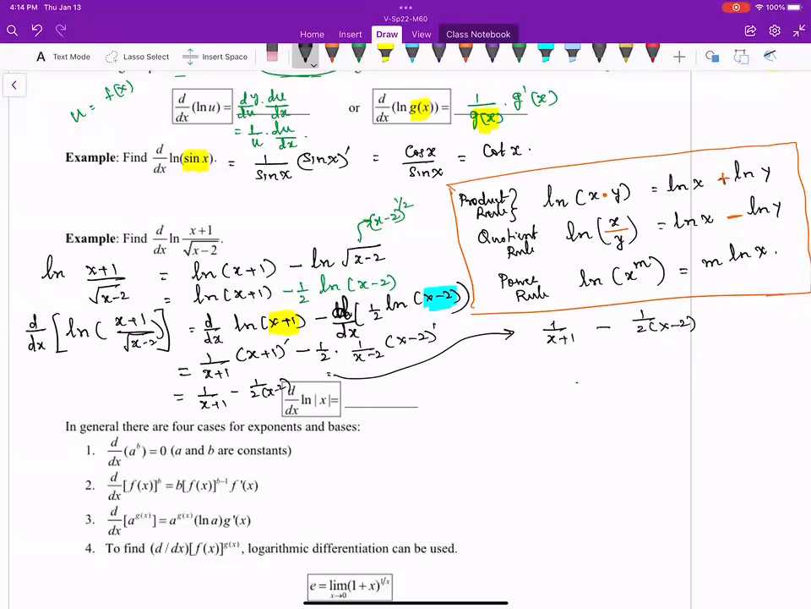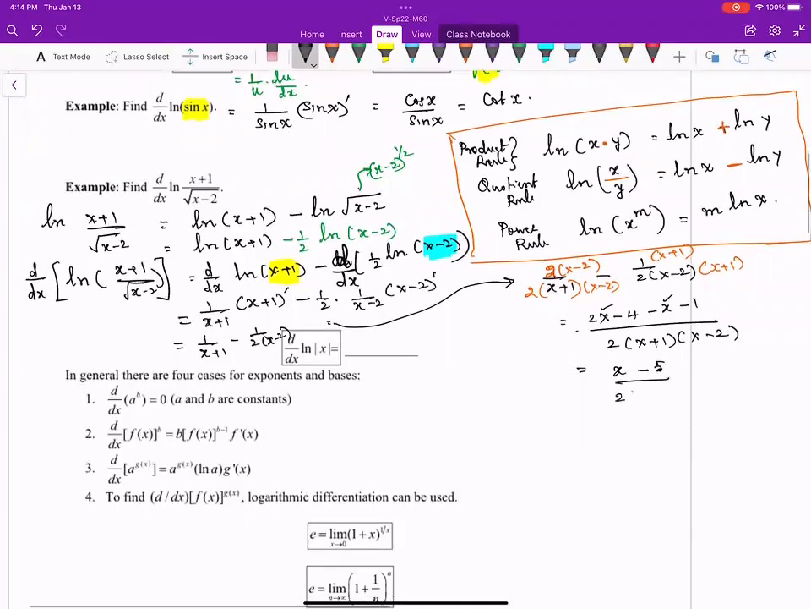The LCD is going to be 2 times x plus 1 times x minus 2. So if I multiply this by 2 times x minus 2, they'll have 2 times x minus 2 up. It will be x plus 1 here. So it will be 2x, if you distribute, minus 4 minus x minus 1 on the numerator, over 2 times x plus 1 times x minus 2. So it is 2x minus x, combine the like terms, then minus 4 minus 1, that's a minus 5, divided by 2 times x plus 1 times x minus 2.